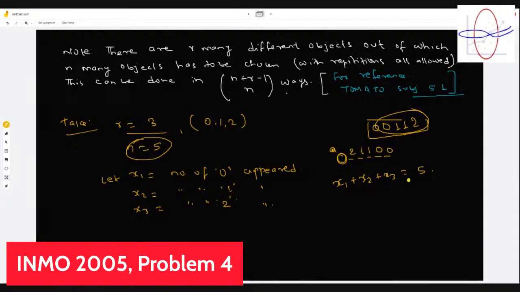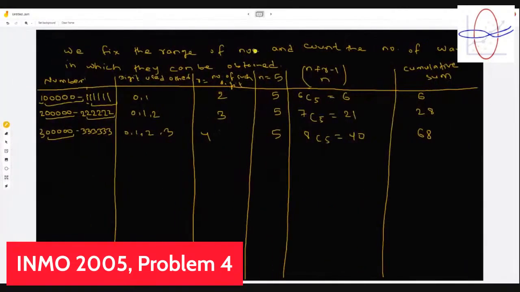So x1 plus x2 plus x3 is equal to 5, where xi are greater than or equal to 0. So we use the formula n plus r minus 1 C n, where r is equal to 3. That is what we are going to use. So please ensure that you understand this concept, what we are going to do. And this is 68.